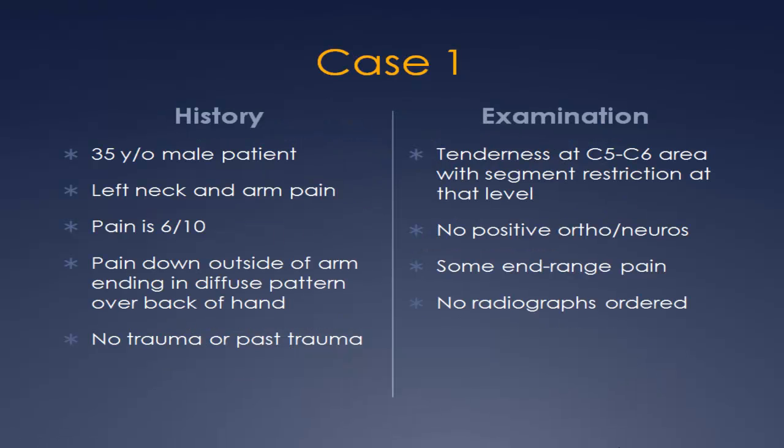So here's case number 1, a 35-year-old male patient with left neck and arm pain rated as a 6 out of 10. The pain radiates down the outside of the arm and continues across the hand in a diffuse pattern. There's no trauma or past trauma. There's tenderness at the C5-C6 area with segmental restriction at that level, no positive orthos and neuros, and some end-range pain. No radiographs are ordered.